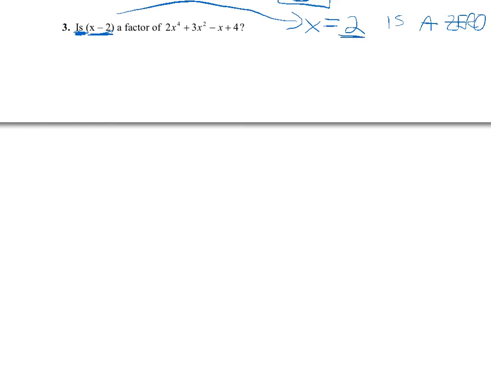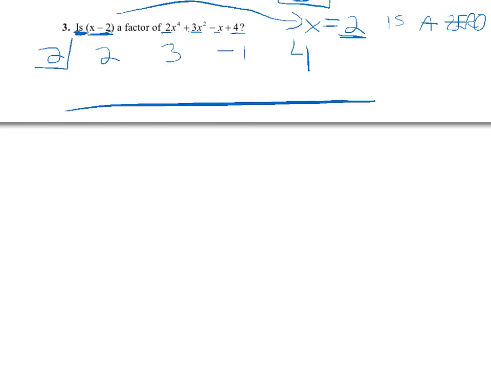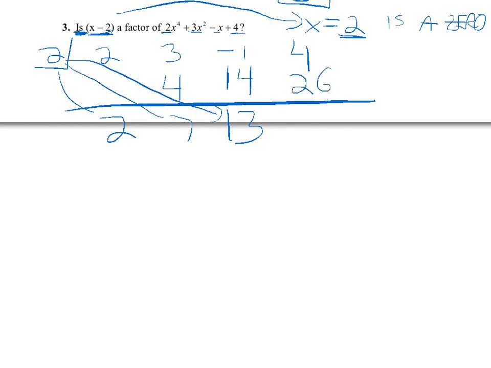So what this is telling me is 2, I have to use in the upper left-hand part. And then let's put all the coefficients, 2, 3, negative 1, and 4. Okay, I bring down the 2. 2 times 2 is 4. 3 plus 4 is 7. 2 times 7 is 14. Negative 1 plus 14 is 13. 2 times 13 is 26. And then when I add 4 and 26, it gives me 30.